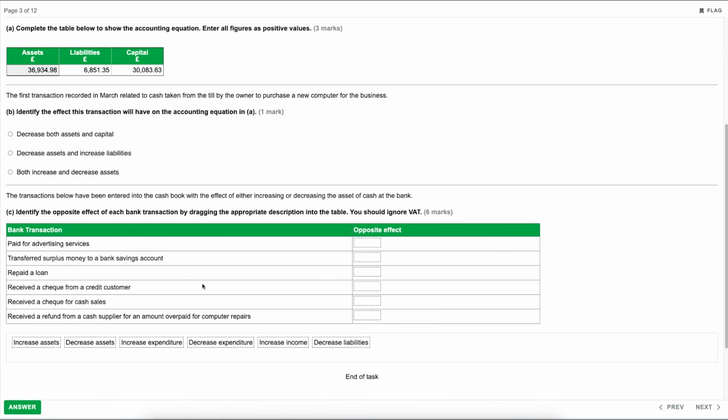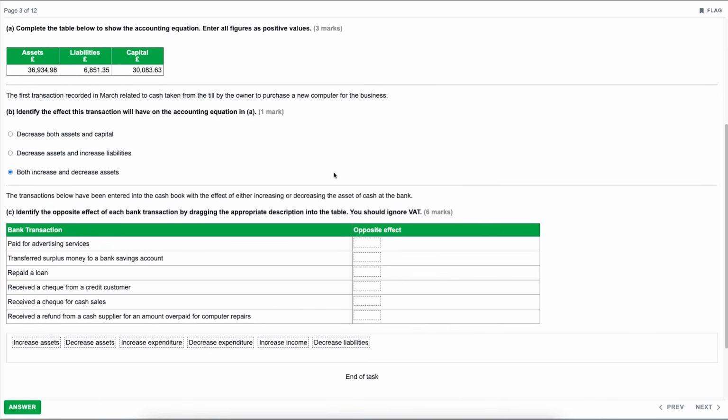So if we're buying a new computer, we've increased the business's assets. However, we've paid for that asset by cash, which is also an asset. So obviously by paying through cash, you've decreased the amount of cash available. So you've decreased an asset. But as I said, you've also purchased an asset. So the effect would be to both increase and decrease our assets.